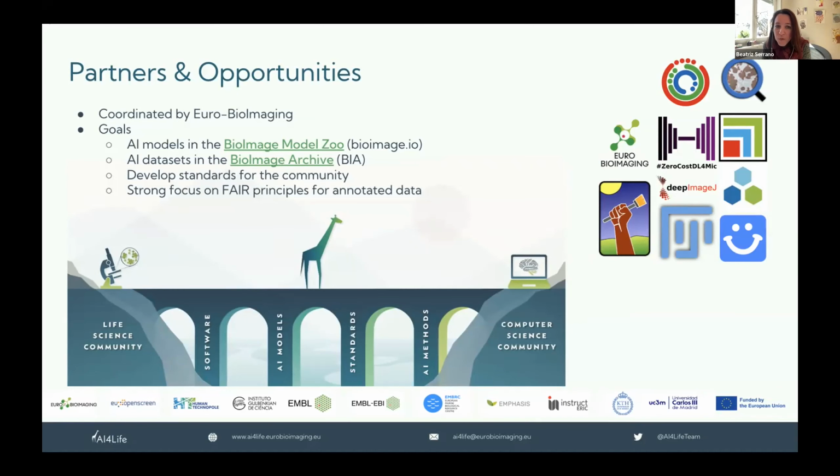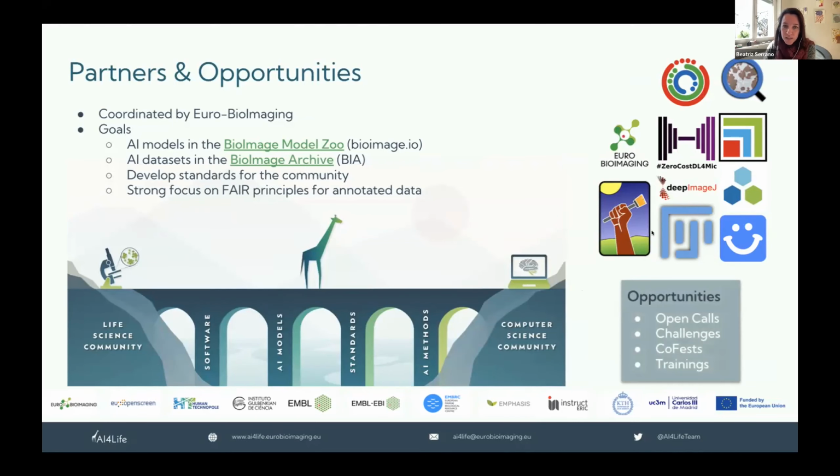And also there's a strong focus on the FAIR principles for annotated data. So you already heard about the BioImage Archive quite a lot, and I will talk a bit more about these things in a minute. There is also a lot of importance given to developing standards for the community. You see different partners here. Those are software that you probably use in your analysis, and they are community partners in the BioImage Model Zoo. So that means that the models are interoperable and can be used in the tool that you like most.